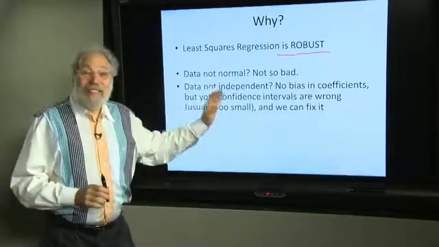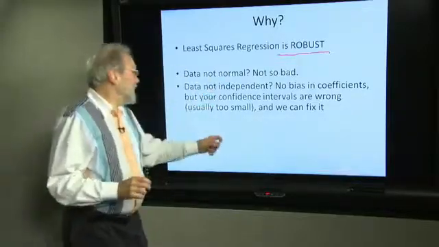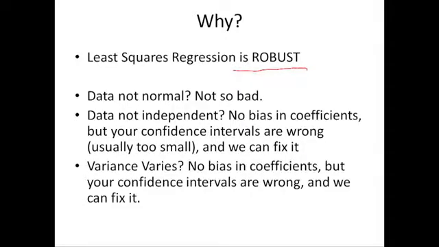So linear regression with least squares is robust. And if your variance varies, as I showed you, again, there's no bias in the coefficients, but the confidence intervals are wrong. And again, in this class, we're going to learn how you fix that.